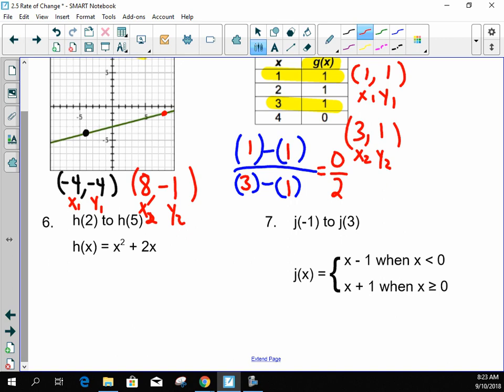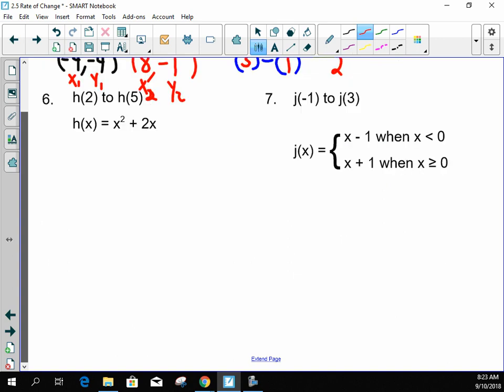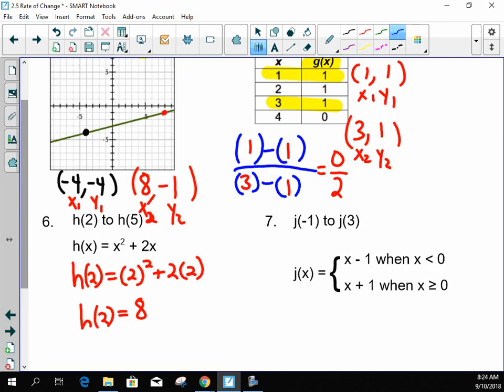What value is in the parentheses, children? That is your x value, yes. So, h of 2 equals 2 squared plus 2 times 2. H of 2 equals 8. 2 squared is 4. 2 times 2 is 4. H of 2 equals 8. What else?